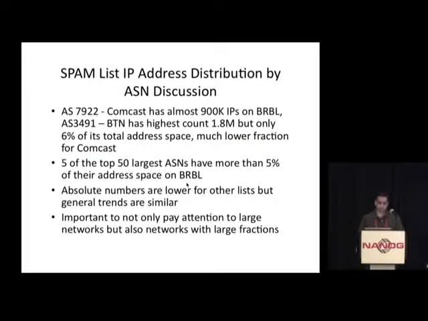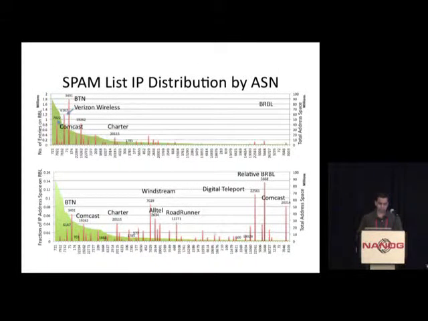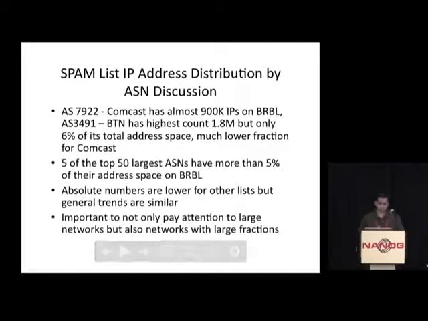Once again, some interesting highlights of the previous slide: Comcast has about 900,000 IPs on the BRBL. It's huge, but it's a very small fraction. If you look at something like BTN, they have almost 6% of their address space right here on the BRBL. 5 of the top 50 largest ASNs have more than 5% of their addresses on the BRBL. The absolute numbers become smaller for the other smaller lists, but the general trends still continue to hold.